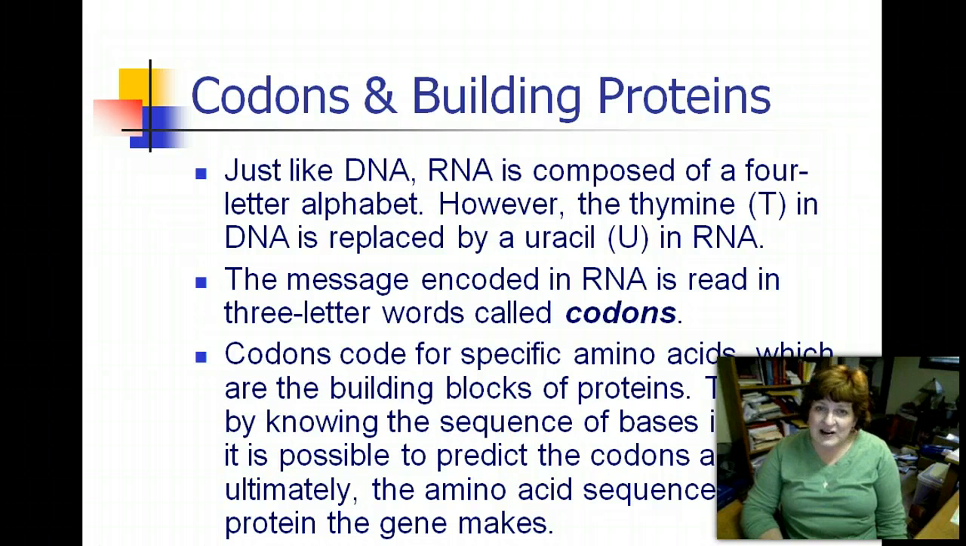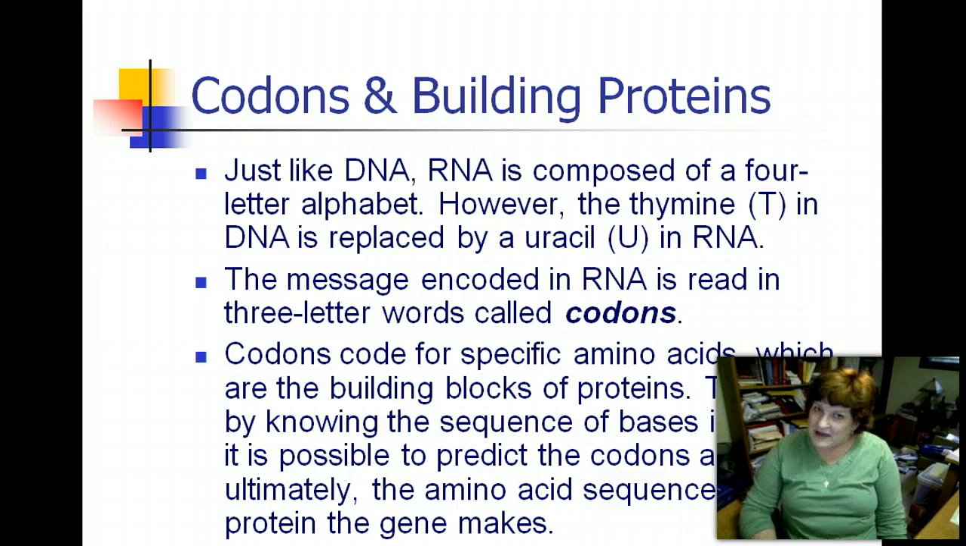Like DNA, RNA has 4 bases also, except that uracil replaces thymine in RNA. So if you ever see codons in a lineup for the different instruction code in order of the bases, if you see the T, it's a DNA strand. If you see the U for the uracil, it's RNA. The messages encoded in the RNA are read in 3-letter combinations of the bases, and those are called codons. And they code for specific amino acids to make up those building blocks for the proteins.